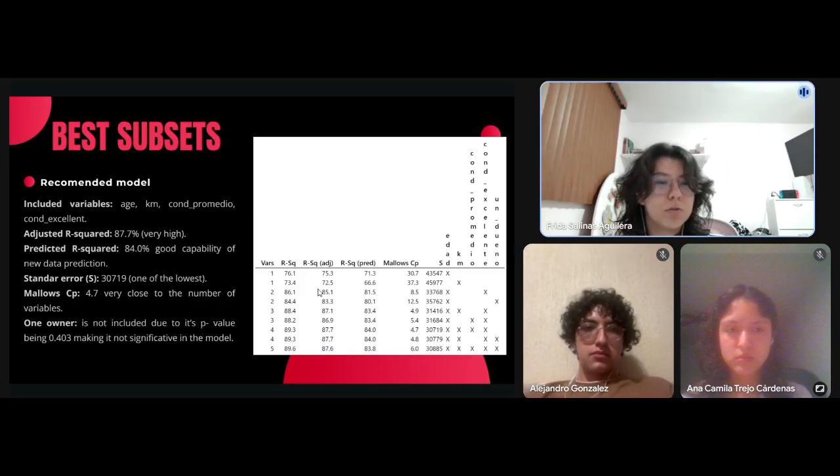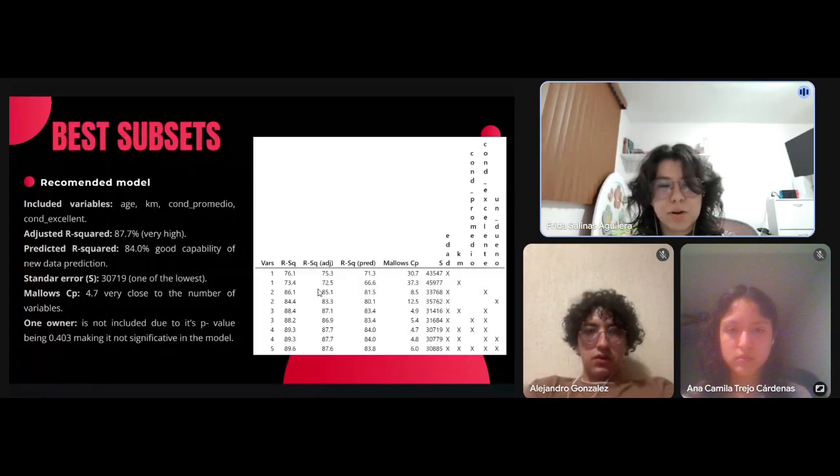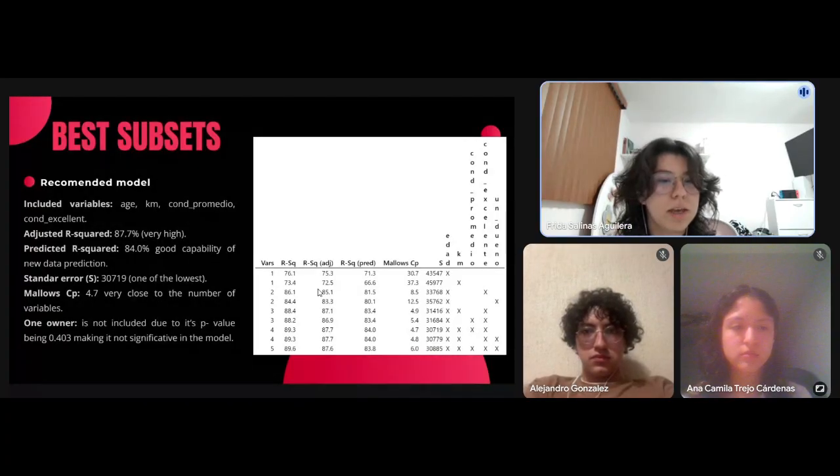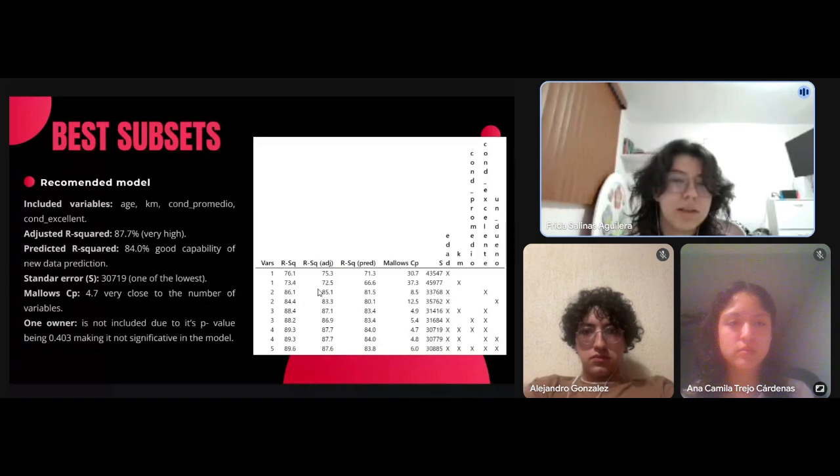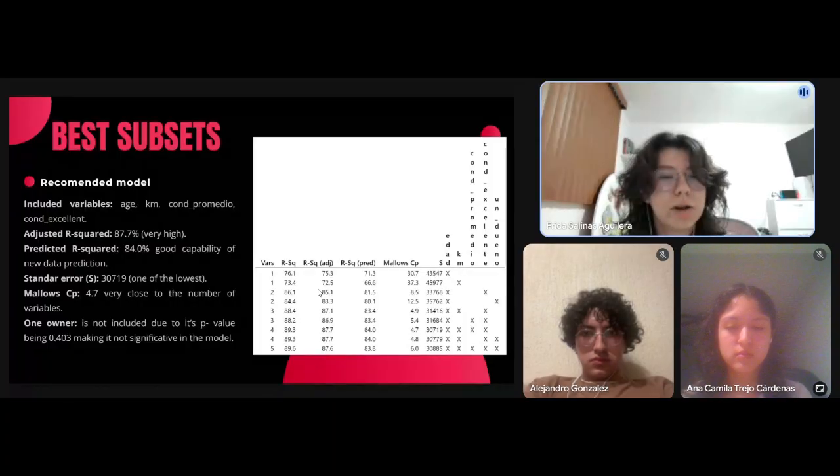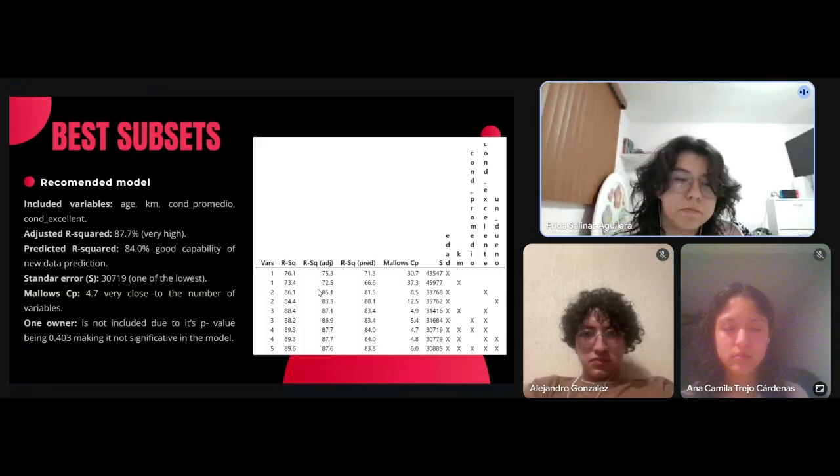Also, the standard error was one of the lowest, and the Mallows' Cp is 4.7. That's very close to the number of variables, being 4. And for this model, the only variable that we didn't include was the one owner variable because it's not significant for the price.